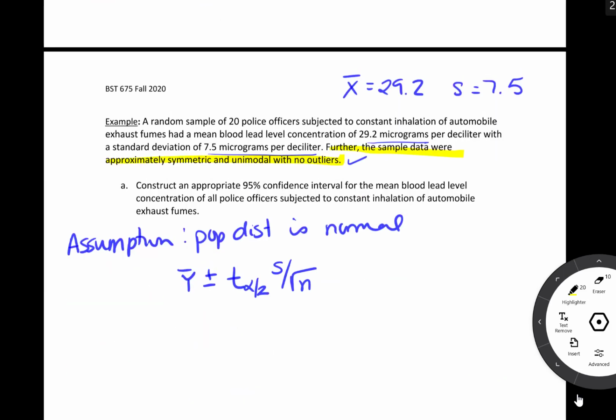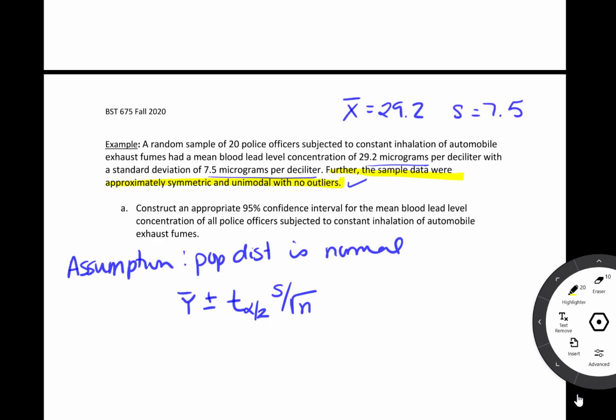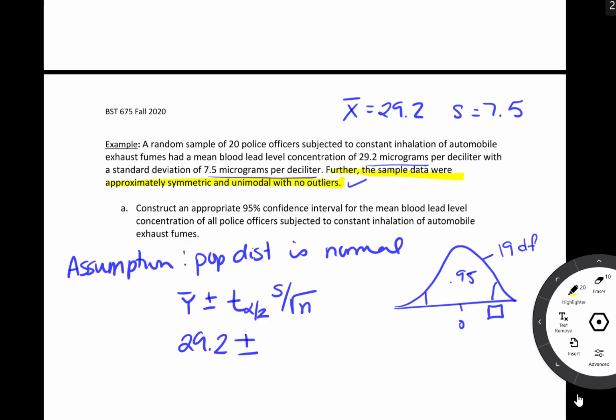So looking at all of our pieces, we know that our sample mean, notice here, we've denoted in the formula with y bar, but that's the same as x bar. So we have 29.2. Now next, we're going to need t alpha divided by 2. So where that comes from is if we were to draw a t distribution, which is centered at 0, with 19 degrees of freedom, what we're saying is if we place 0.95 or 95% of the area in the center, our critical value is going to be at this endpoint.